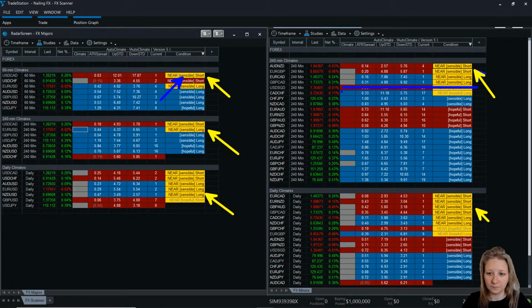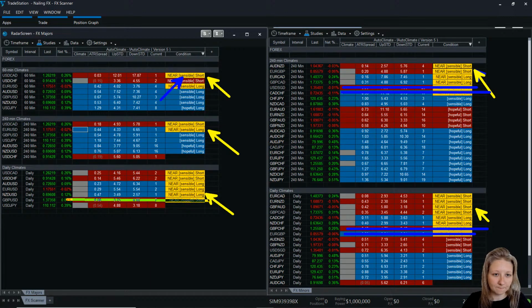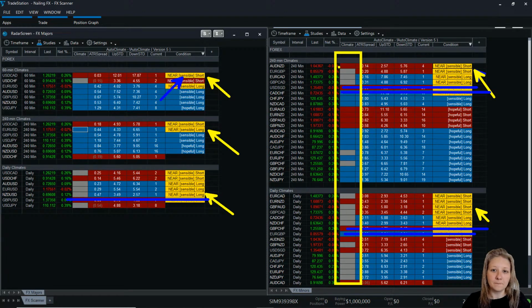We'll take those out. So that's leaving us with less. The scans are already showing us where the near ones are. Those are the ones we want to look at. And we don't want to look at near hopeful, so we'll take those out. Then what we want to look at is this column here, which shows us red boxes, blue boxes, and grey boxes. Red boxes tell us we have probability downwards. Blue boxes tell us we have probability upwards. Grey boxes tell us we don't have enough probability either way.